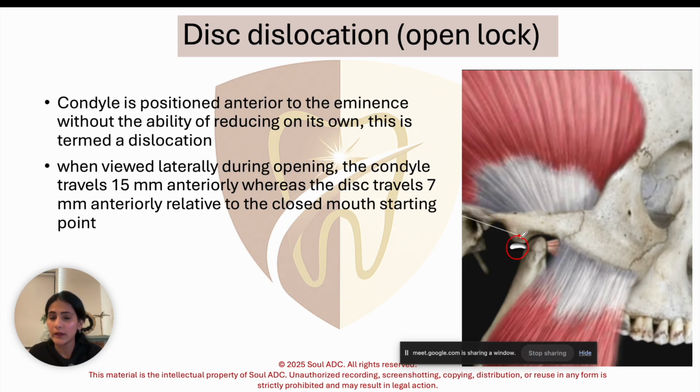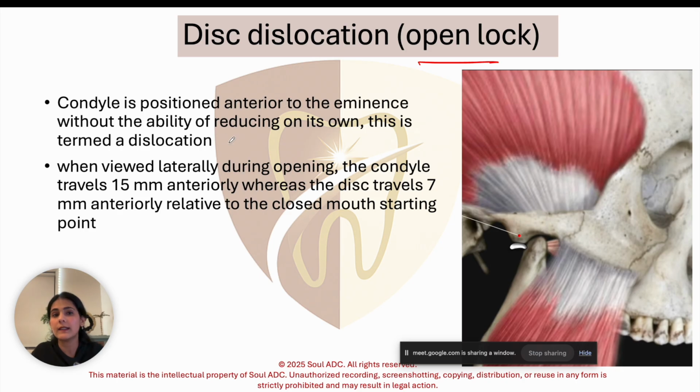When your disc goes back, your disc is at the back and your condyle is ahead of it. In this situation, just imagine your jaw has opened, your disc has gone back, and now you're locked. So you have locked your mouth open. That's why it's called open lock. So the condyle is positioned anterior to the eminence without the ability of reducing on its own.